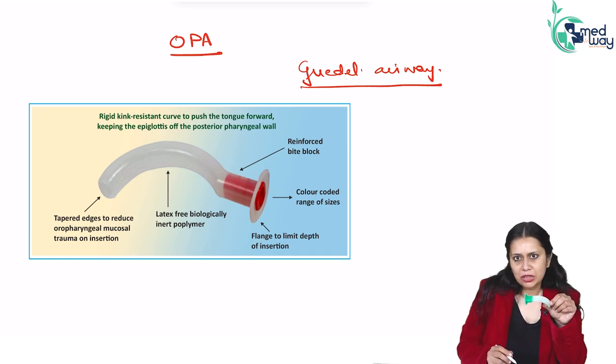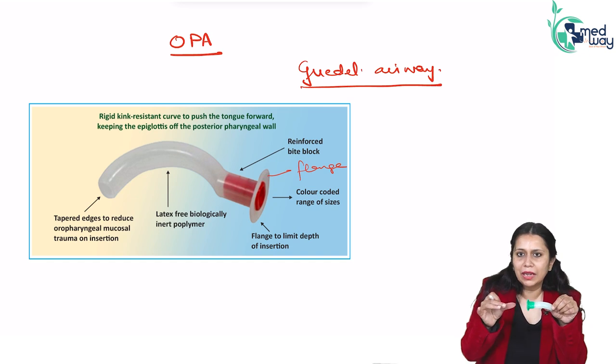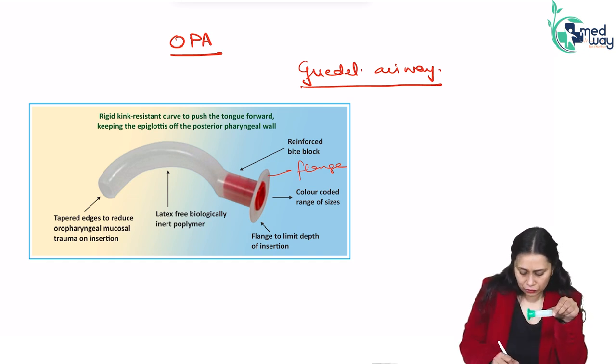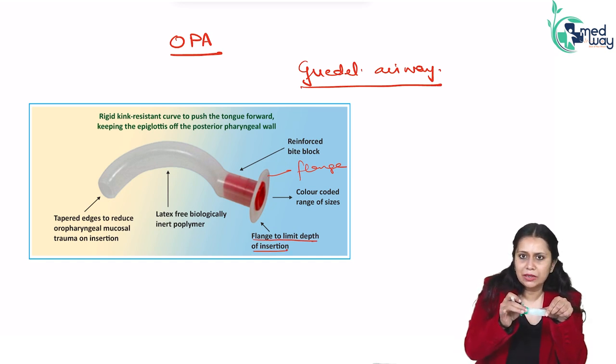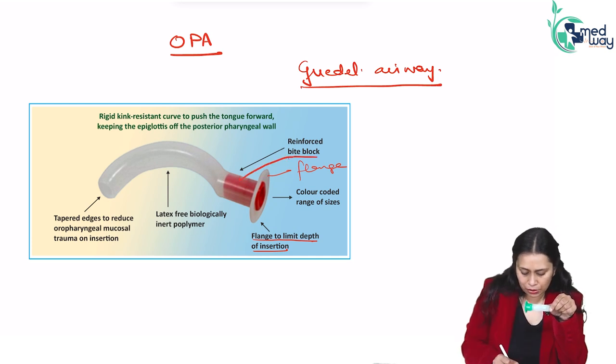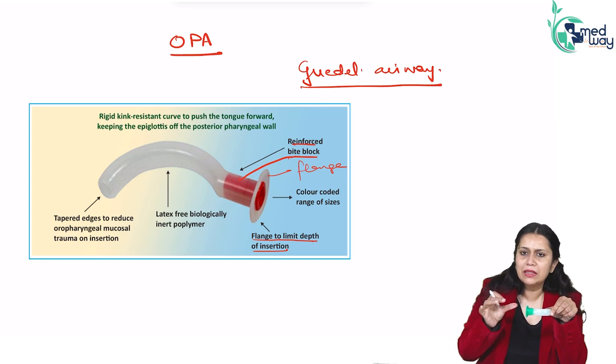So let me just describe the parts. This is the flange. Now what is the use of flange? The flange remains outside the oral cavity and prevents the forward migration of the airway. So it limits the depth of insertion. Then it is color coded according to the size, and this is the bite block. Because you are inserting it from the oral cavity, teeth come in between. It can bite and obstruct the airway.